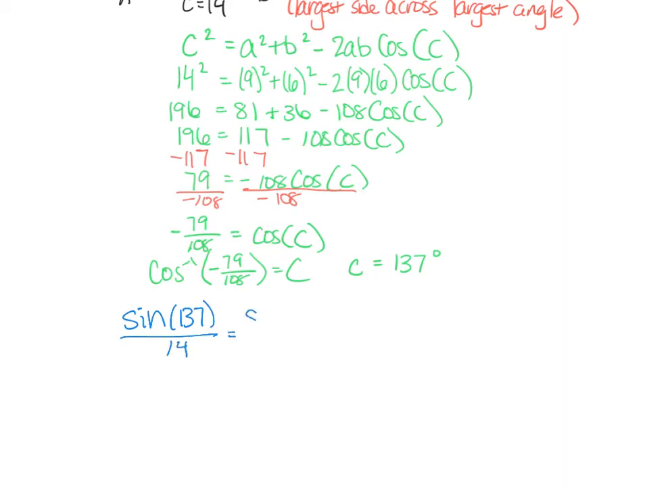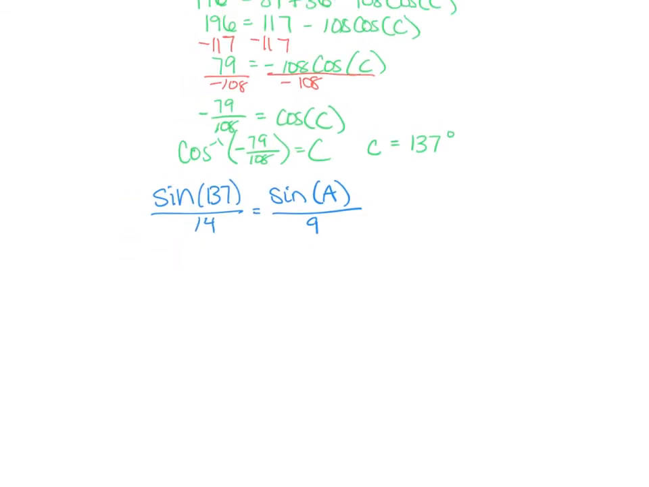is equal to sine of A over 9. So this is the information we have. All the stuff in green was our first angle. Blue is going to be our next one. So from here, we're going to cross multiply and have 14 times sine of A is equal to 9 times sine of 137. And then we're going to divide both sides by 14.